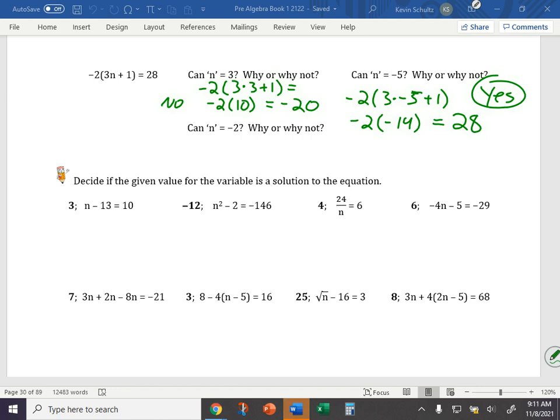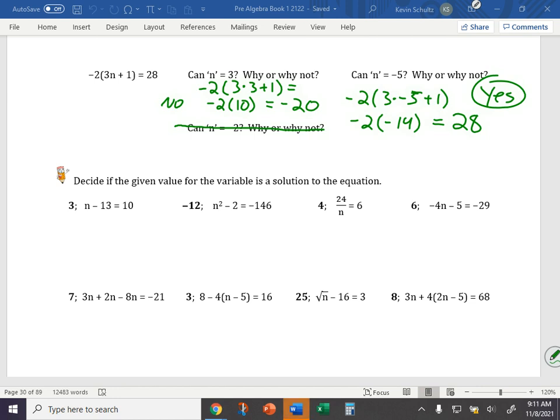This is kind of a review of order of operations also, right? And just sign understanding, things like that. -5 is the answer. We don't even need to test -2 because we already found it. n can't be more than one thing. If it's -5, it's not going to be -2. Questions on any of this so far?